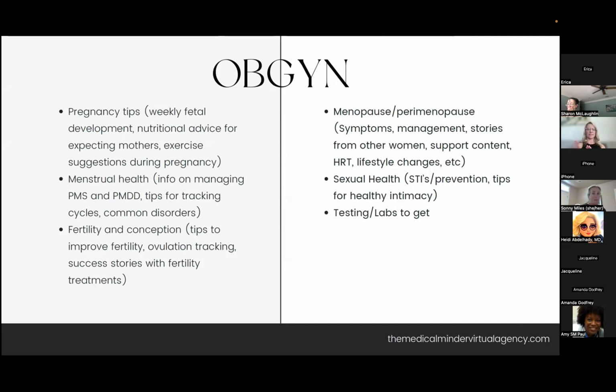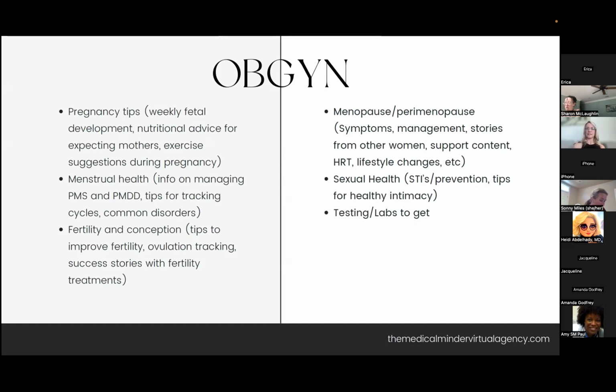So yeah, pregnancy, for OBGYNs, women's health, most important. So pregnancy tips, things like weekly fetal development. Not everyone knows the sizes, what things you need to be doing, nutritional advice for expecting mothers, because a lot of expecting mothers are searching everywhere for information and they will consume it. They will purchase, so that they can be the best mom that they can be. So you want to do nutritional advice through the stages, exercise suggestions during pregnancy, and for menstrual health. So many women have problems with menstrual health.